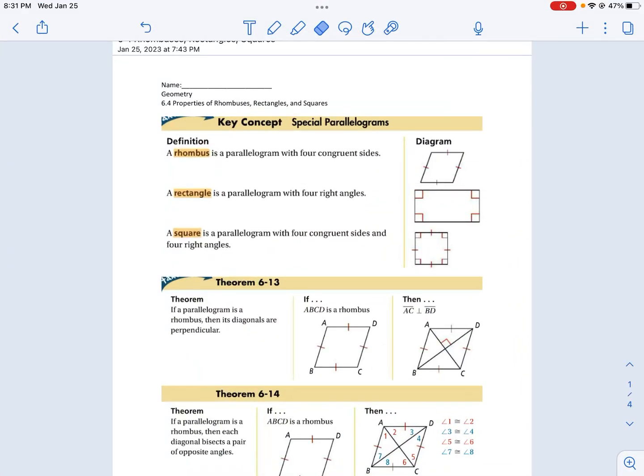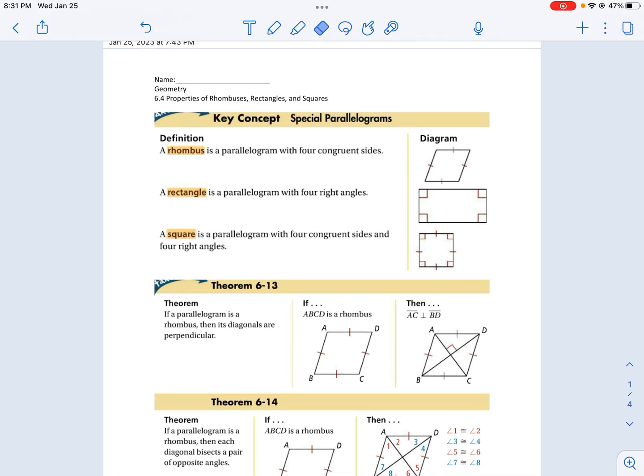Today we're going to talk about 6.4, which are 3 specific types of parallelograms. So these shapes are going to have all the characteristics that a parallelogram has, but then they're going to have a couple of their own special, unique characteristics that makes them their own shape. So for example, a rhombus is a parallelogram with 4 congruent sides. So again, it is a parallelogram with 4 congruent sides.